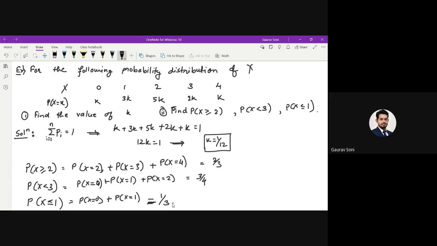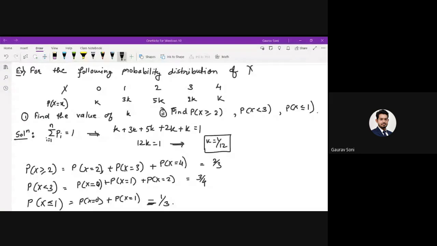Fine. So that's all from my side. We have done this probability mass function today. The next lecture will see probability density function and some examples depending on probability density function.